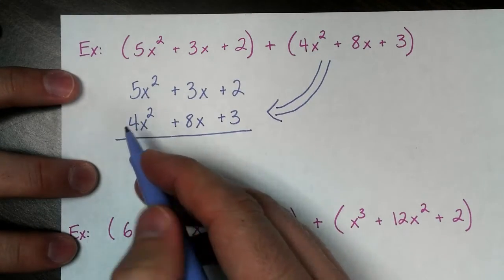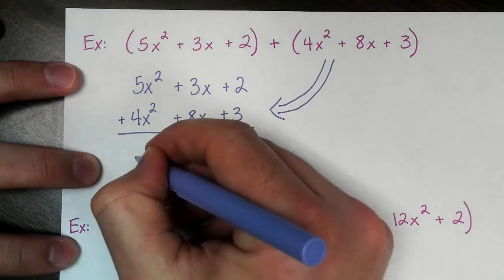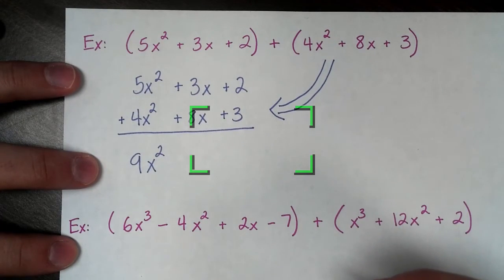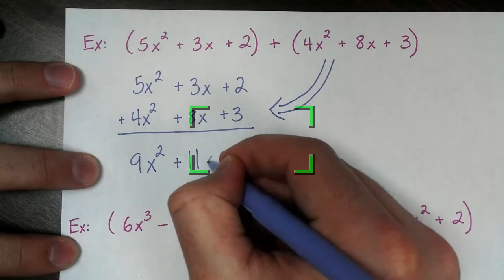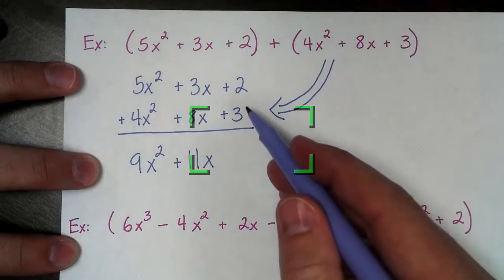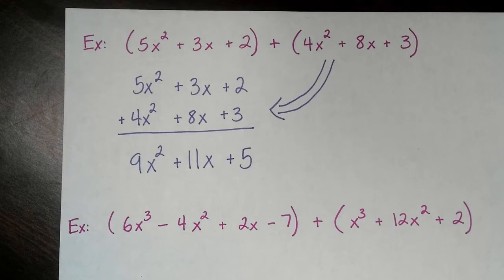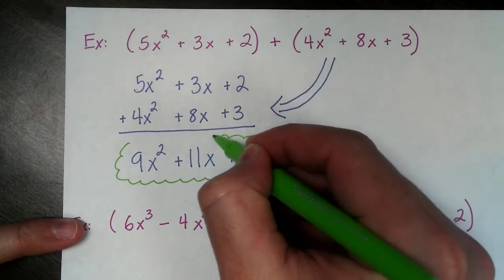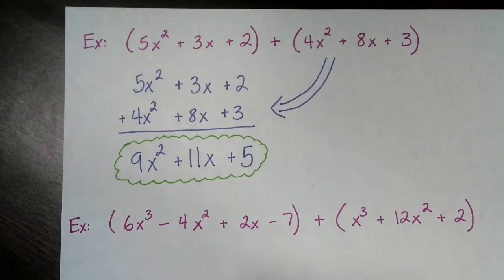So 5 and 4, we're adding here because that's a positive 4. So 5 and 4 make 9, so that's 9x to the second. The variable and exponent always stay the same here. You have 3 plus 8, which is 11, so I have 11x. And then 2 plus 3, which is 5. And that would be essentially our new answer. So we just added two polynomials together.